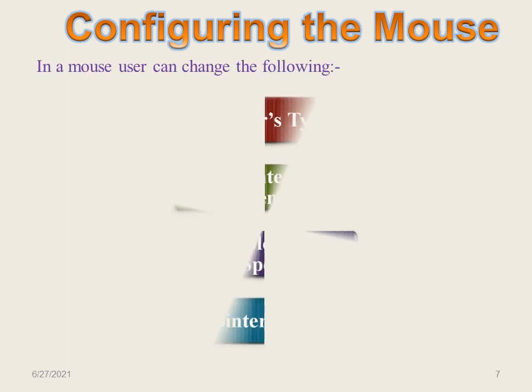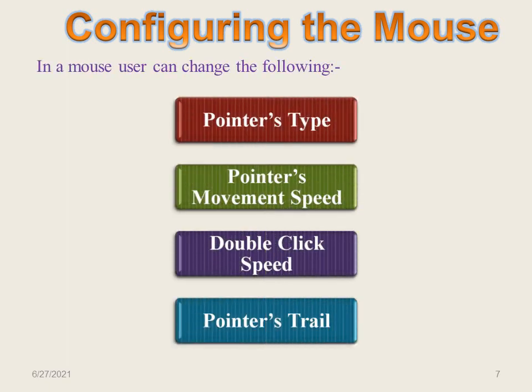In a mouse you can change the following. First, pointer type. What is the pointer type? The pointer type represents the shape of the mouse pointer. It changes with the different activity. Then next is pointer movement speed. It is the speed by which the mouse pointer moves on the screen.